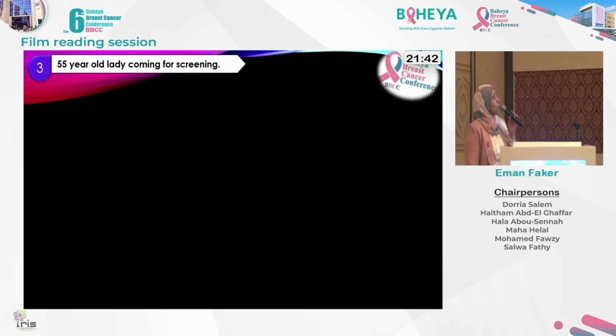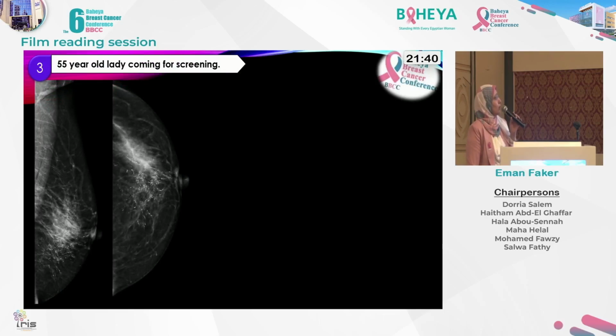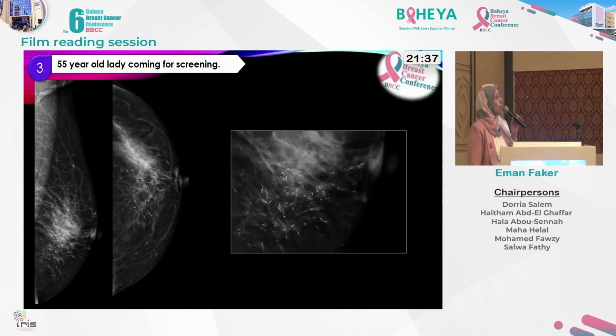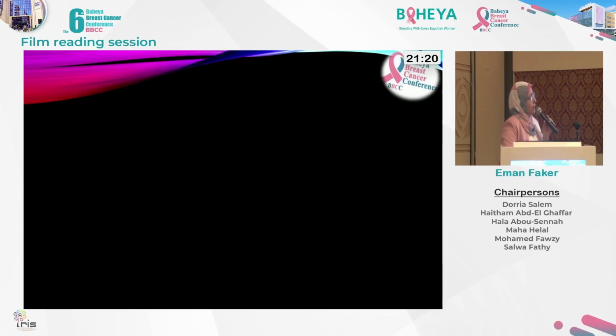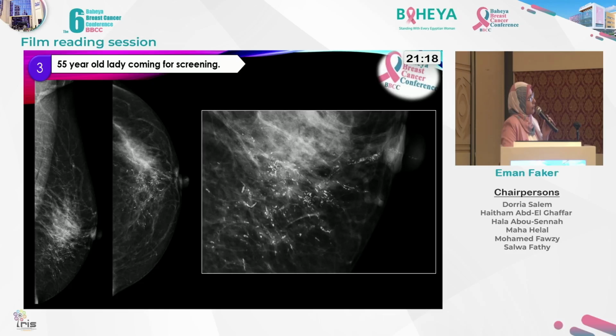This is a 55-year-old lady coming for screening. You can see here a regional area of malignant microcalcification. I think this is a typical appearance of malignant microcalcification, as my colleagues referred. It's taking a linear distribution, reaching to the nipple.